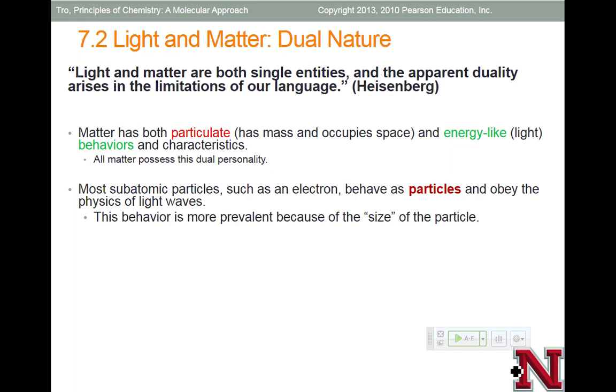So we're going to talk about matter in this dual nature, that it can behave as a particle or it can behave similar to light, and what we'll really say is it can behave as a wave. So we're going to have to look at the particle as a wave and the particle's behavior as a particle. All matter possesses this dual personality, and we have to understand how these things interact. So most subatomic particles are really small particles. Our electrons, our protons, behave as particles, and they obey the physics of light waves. The wave behavior is more prevalent because of the size of the particle.